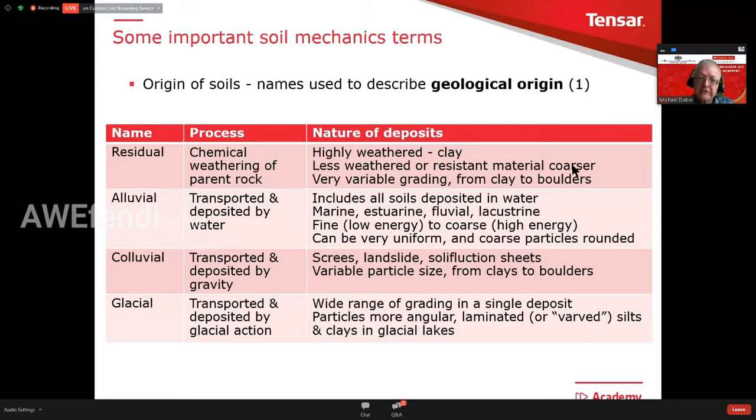Alluvial soils have been created by transportation and deposition by water. And what this tends to mean is that they're quite well sorted. They're often a little bit rounded, like we saw just now on the beach. And therefore, their behavior is likely to be very different from residuals. That's indeed the case. So, in Indonesia, two of the most important soils are residual and alluvial. The other two are of some importance, but I'm not going to be looking at those today.